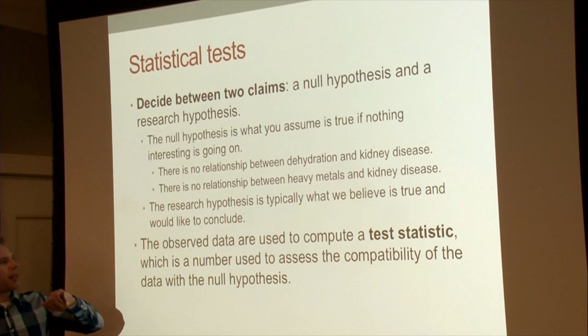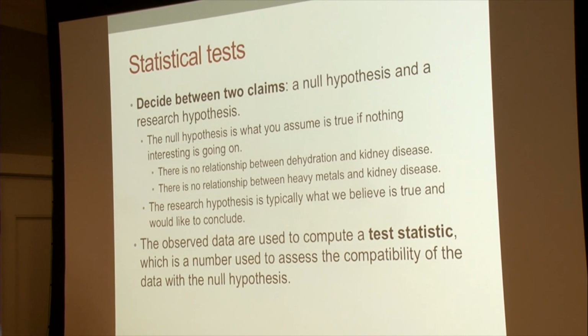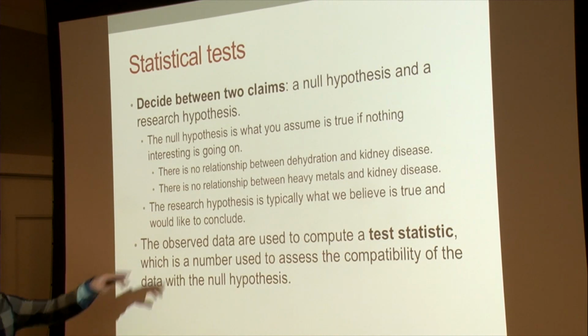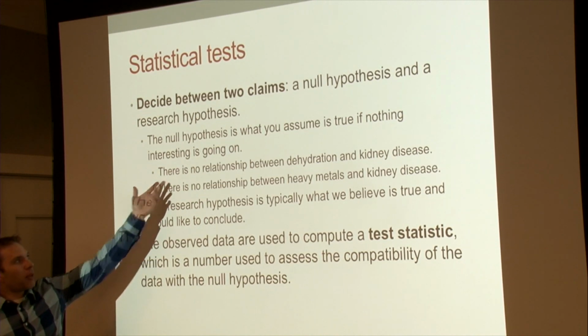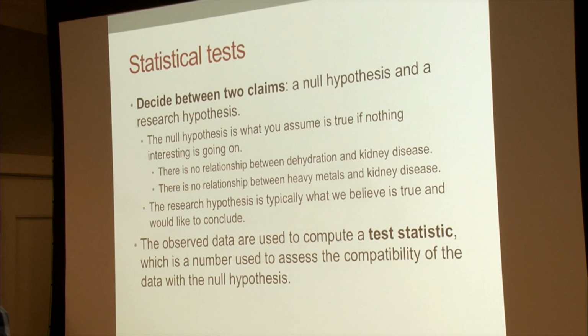The research hypothesis is typically what we believe is actually true and is usually what we want to show is true. So in this case, it would be that there actually is a relationship between dehydration and kidney disease, or if you are more dehydrated, then you typically suffer from kidney disease at a higher rate. And you have to formally specify this using statistical models and things like that. Let's not worry about those details, okay? So we have these two hypotheses. We want to decide between them. So how are we going to do that?